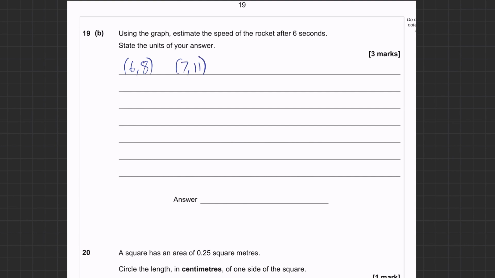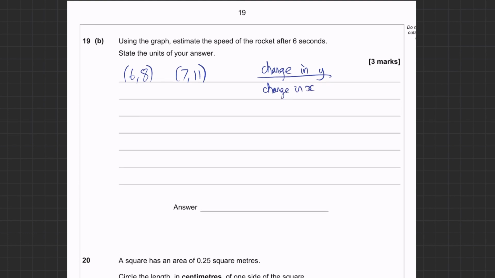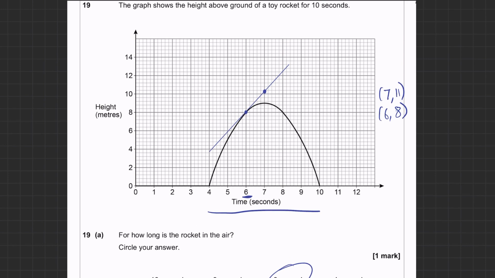So for the gradient of the graph, it's going to be change in y over change in x. I should probably explain why we're finding the gradient. It's because if we've got the height over here and the time, we can actually find the height over a certain period of time.